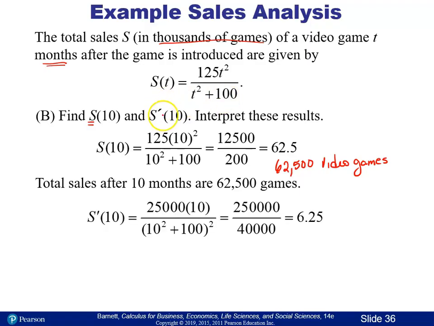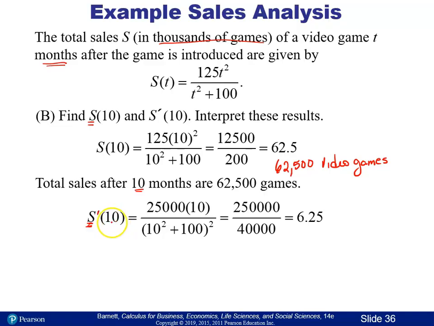Okay, if we look at s prime of 10, obviously we need to go to the derivative and plug in 10. That's what that notation tells me to do. So going back to that derivative that we came up with, it was 25,000 t over t squared plus 100 and that whole thing squared. So if I plug 10 in the place of the t, then I'm going to get 6.25.